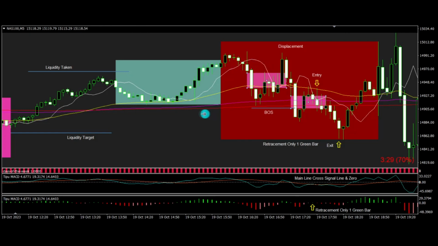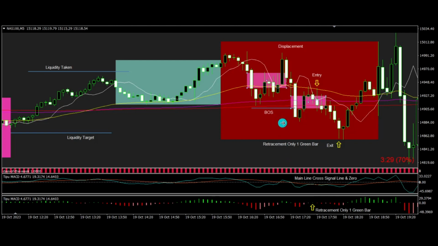In this example, we see liquidity taken on the upside. Then during the New York session, price displaces to the downside. Now, some might say this is a displacement, but there was no swing low that caused a break of structure. This right here is your swing low, and price displaces to the downside. It took out both this swing low and this swing low. And here is where the main line crosses the signal line and the zero line. That is your displacement. Then price creates a fair value gap.